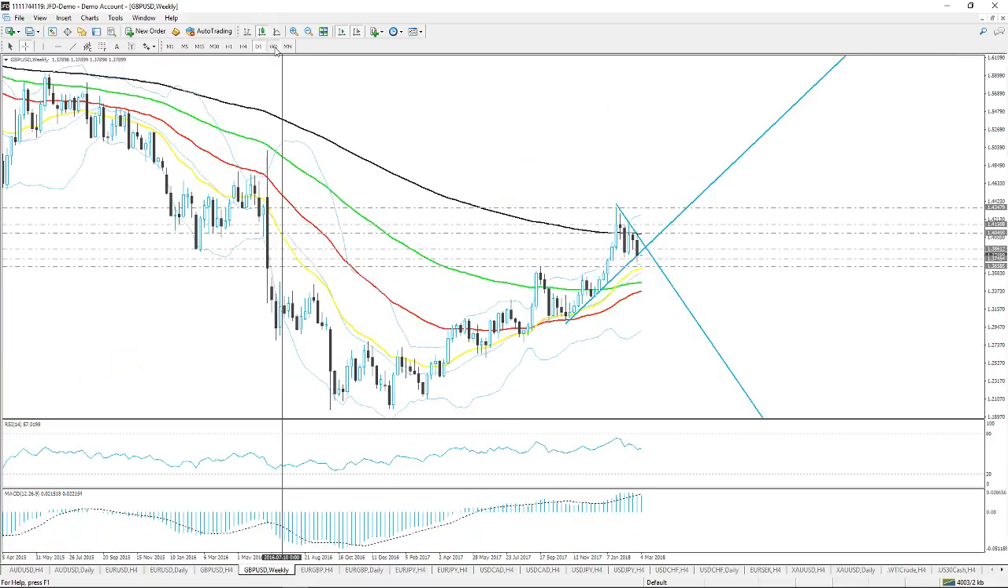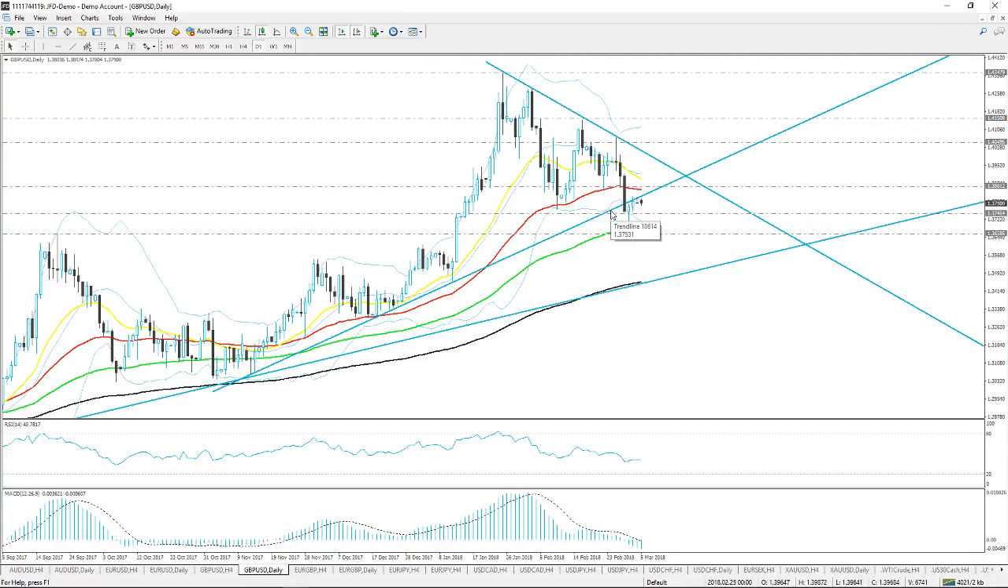Even, let's say, if we have a look at the weekly chart and put this trend line right here, this is approximately the area where it could go to. So watch out for this, guys. This is quite an interesting pair to observe this week.